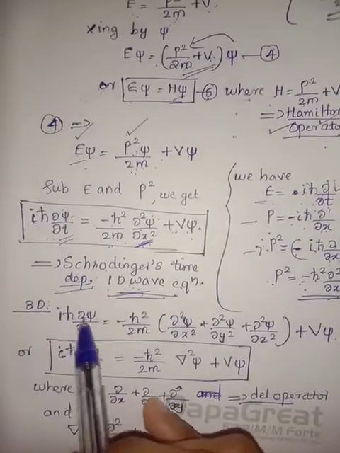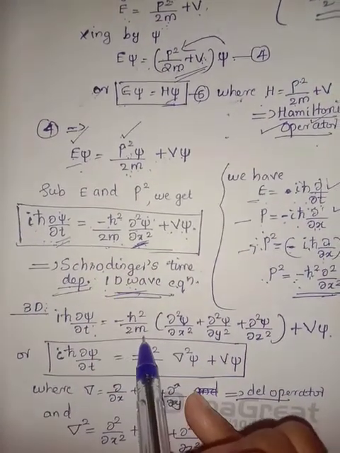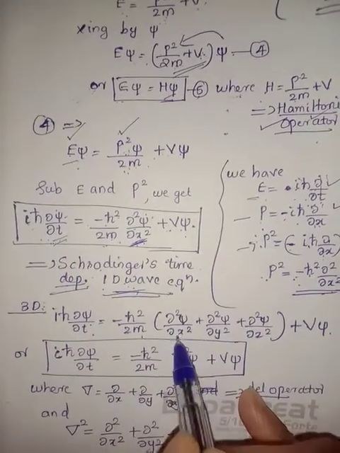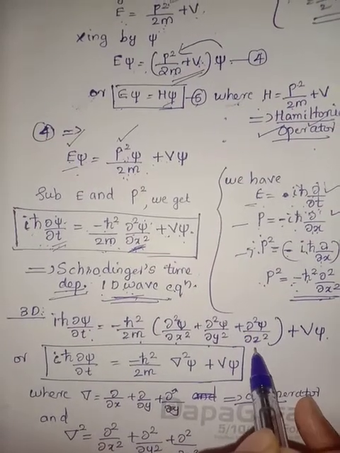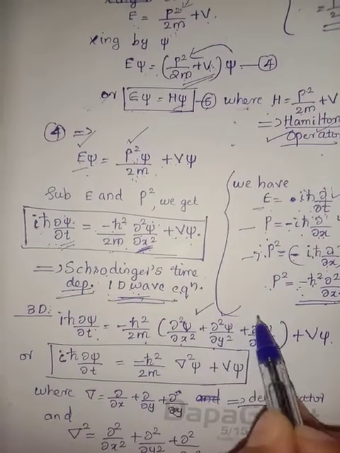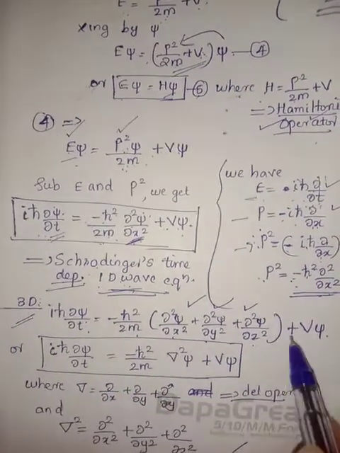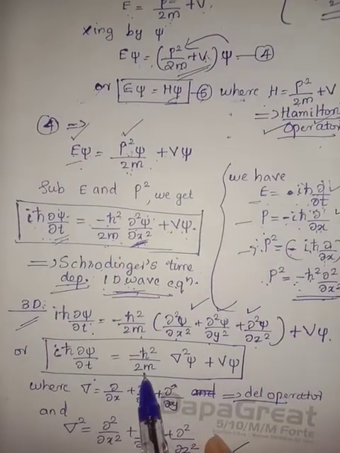Now what will be the three-dimensional case? i h cross dou psi by dou t is equal to minus h cut square by 2m. Instead of dou square psi by dou x square alone, we have to write dou square psi by dou x square plus dou square psi by dou y square plus dou square psi by dou z square. We have to consider x, y as well as z in the case of a three-dimensional wave, plus V psi.